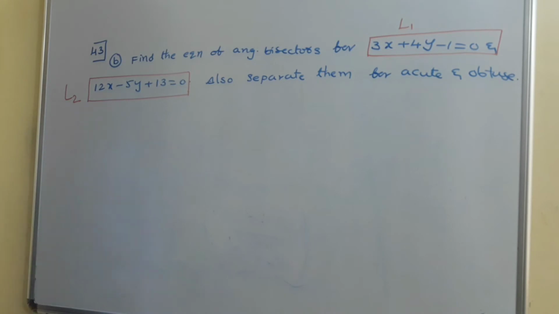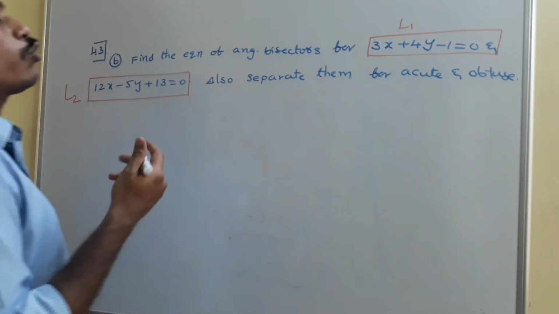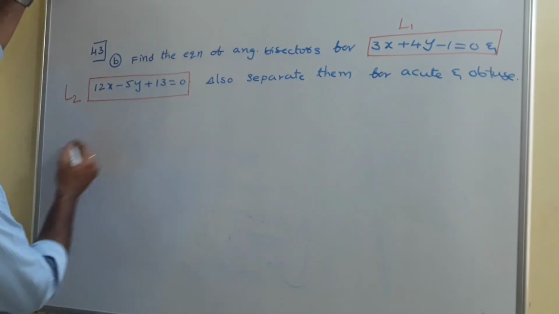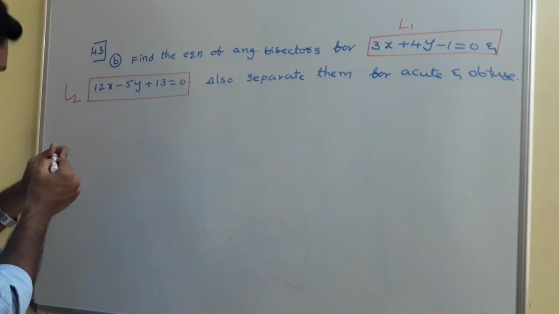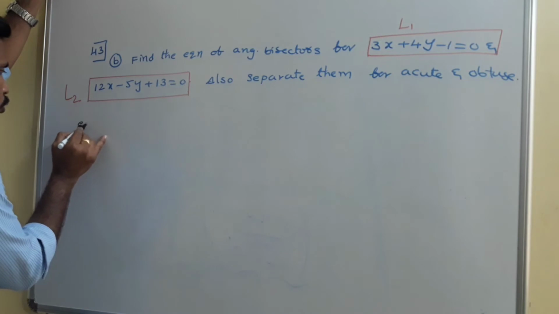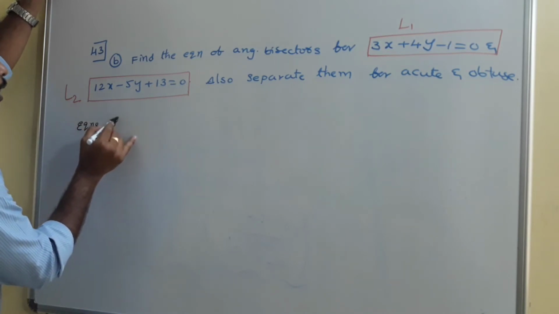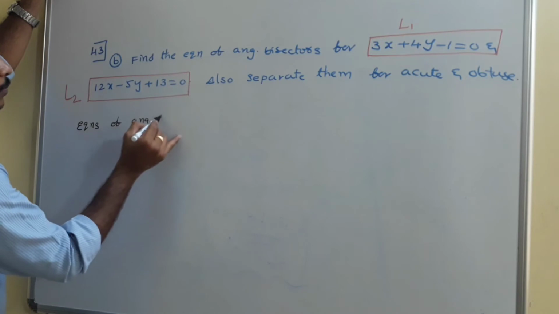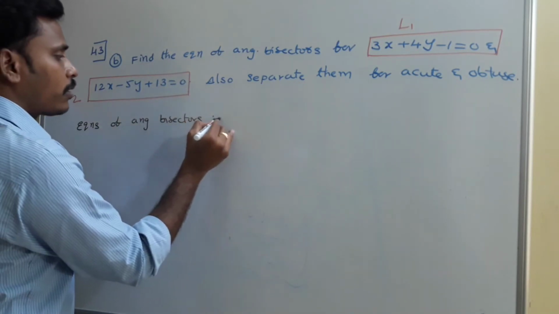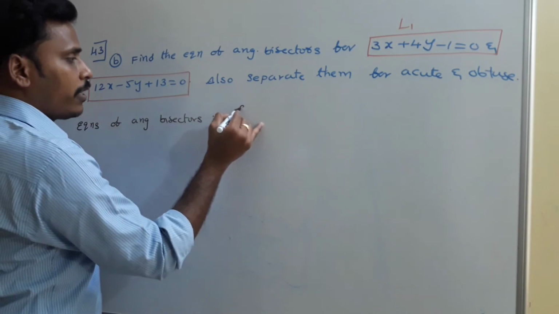Then for these two lines L1 and L2, for sure there exist two angular bisectors. We need to find those two angular bisectors, and we need to separate those two, one for acute and one for obtuse. Now, how can we find the equations of angular bisectors? The rule is what?